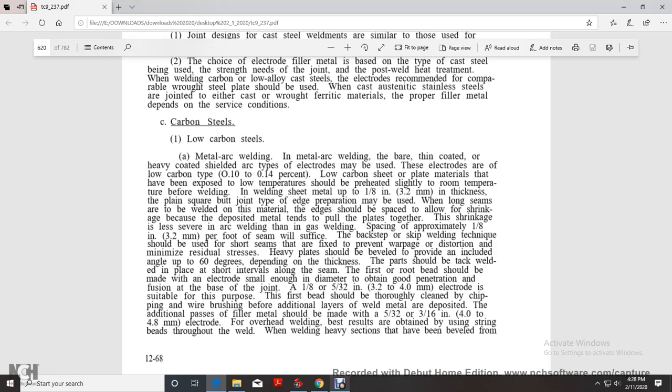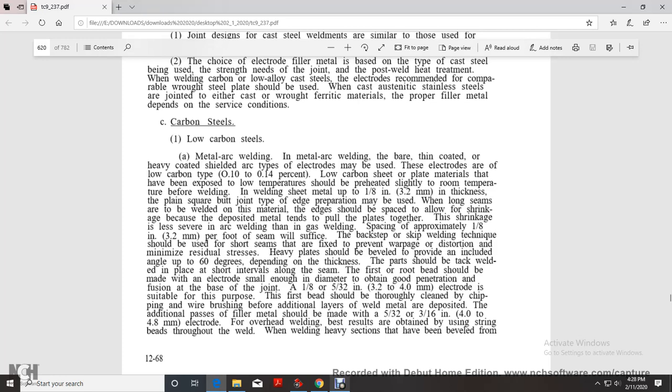Plain square butt joint type of edge preparation may be used with a long seam within the weld. The edges should be spaced to allow shrinkage, because the deposit of metal tends to pull the plates together. The shrinkage is less severe in gas metal arc welding; spacing approximately 1/8 of an inch per foot of seam will suffice. The back step and skip welding technique should be used with short seams to prevent warp distortion and minimize residual stress.